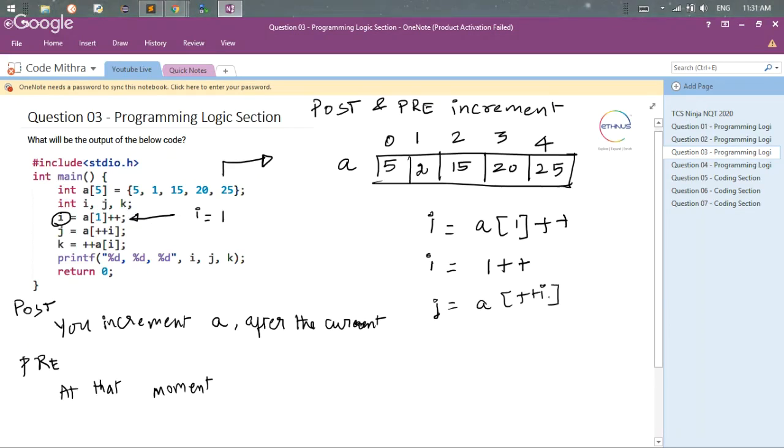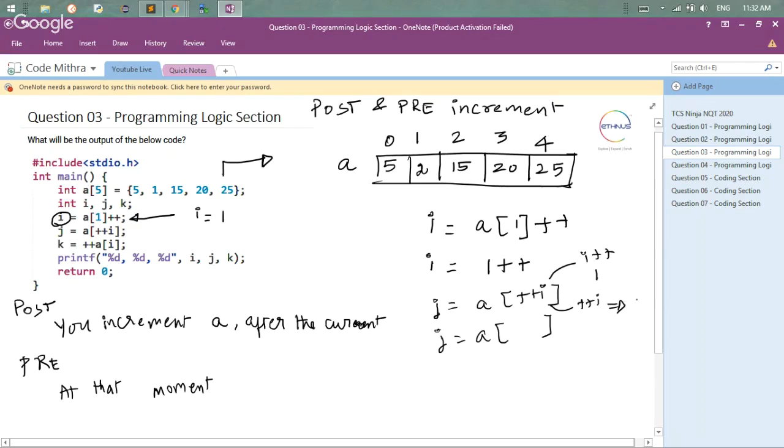Now the next question that they are asking us to do is j = a[++i], right? So the i value now is actually 1, right? The i value is now 1. Now what they are speaking about is ++i. If it is i++, this is going to give you 1. But since this is ++i, this is going to give you 2. So the j value will be a[2]. So a[2] is nothing but 15.